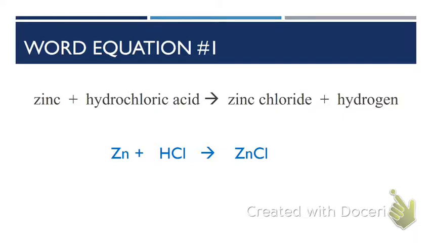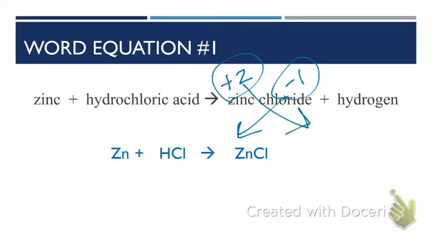So zinc, Zn, has a +2 charge. It's one of those transition metals that has a set charge. And then chlorine has a -1. Because these do not automatically cancel each other out, we have to cross, drop, reduce. So the 1 is going to be coming over onto the zinc, and that 2 comes over onto the chlorine.